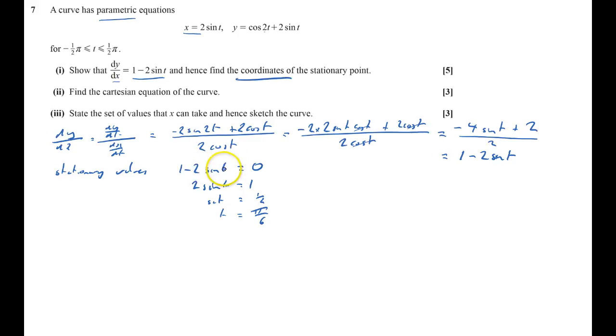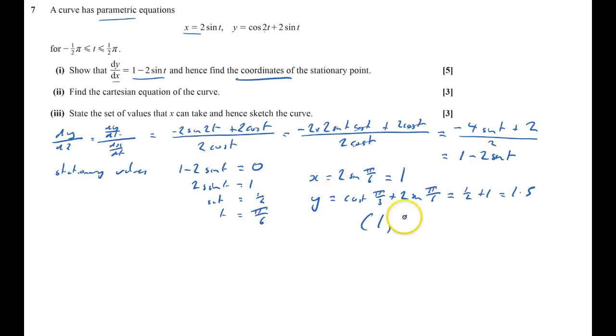And we've got the coordinates, so I know what t is, and now I just need to find the coordinates. I need to know the x value and the y value, so x equals 2 sine pi by 6, which equals 1, and the y value equals cos of pi by 3 plus 2 sine pi by 6, which equals a half plus 1, which equals 1.5. So the stationary point is (1, 1.5).